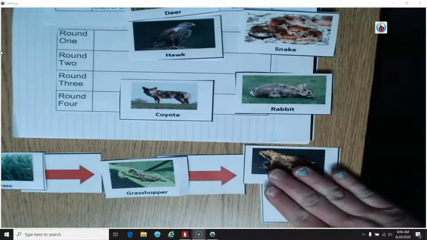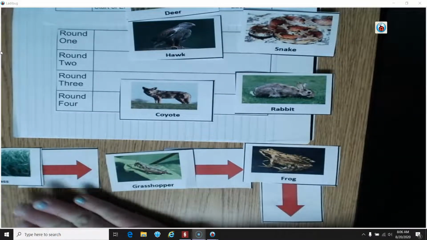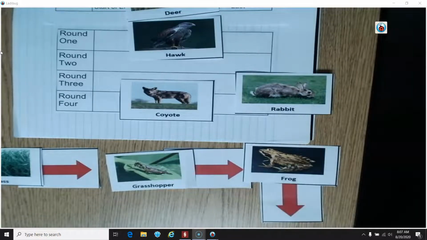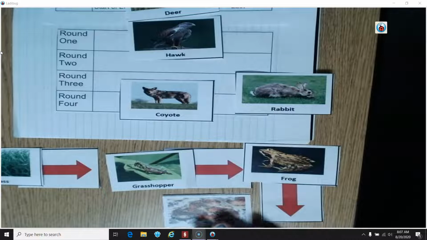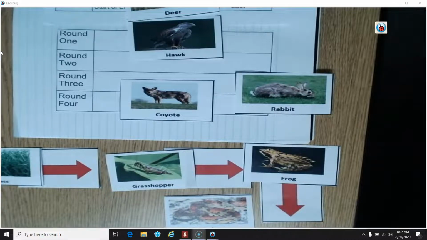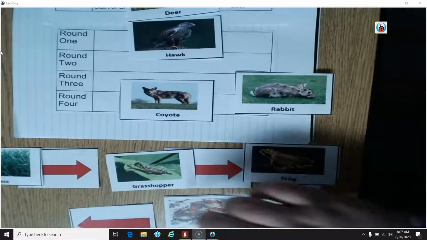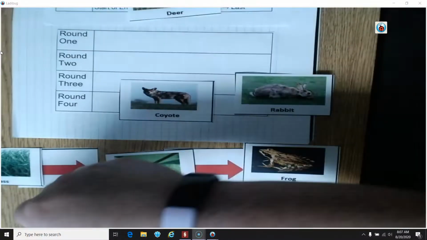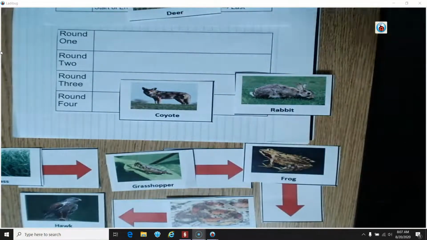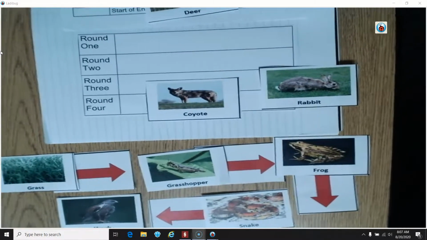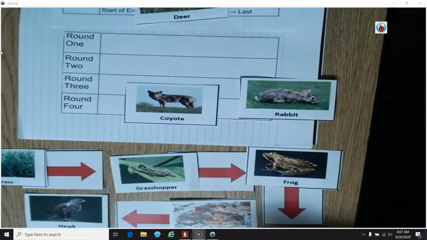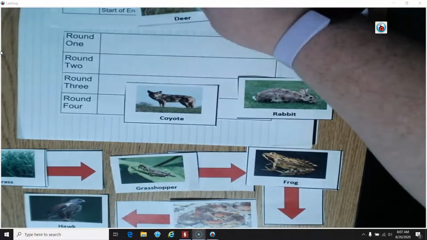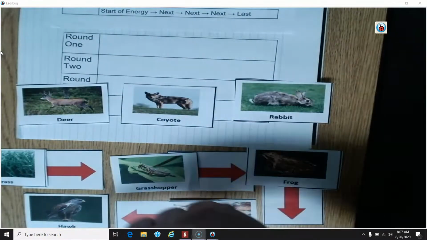What could come next? What could eat the frog? I bet a snake could eat a frog. So I'm going to put my snake right there. And then I think, what could eat the snake? I'm pretty sure I have seen pictures of birds like hawks with snakes hanging from their mouth. So I'm going to do that. Okay, now I can't really think that any of these other three things would eat a hawk, but this looks like a pretty good food chain here.